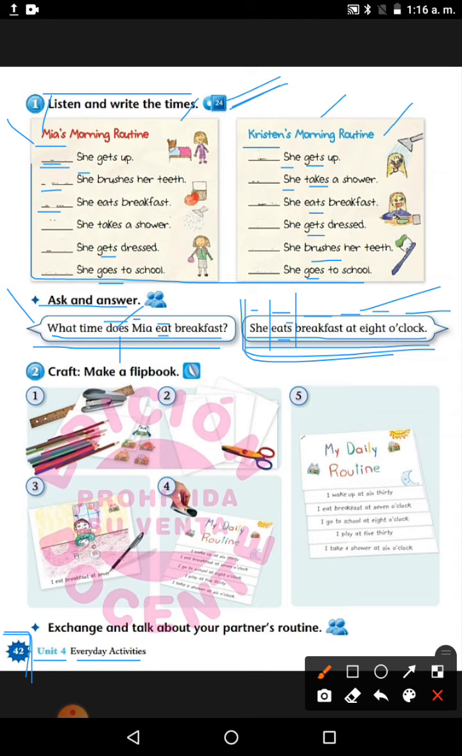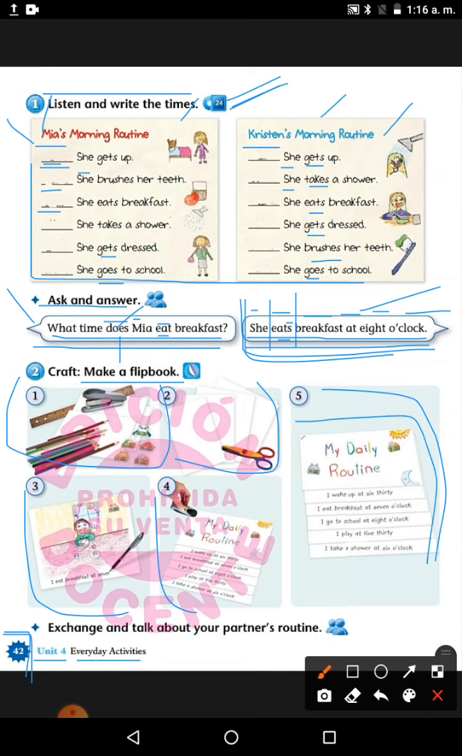Well, now let's do activity number 2. Here you have a craft activity. Here you are going to make a flip book. Here are the materials you are going to need and the steps you have to follow to make your flip book of your daily routine. You are going to do something like this, okay?